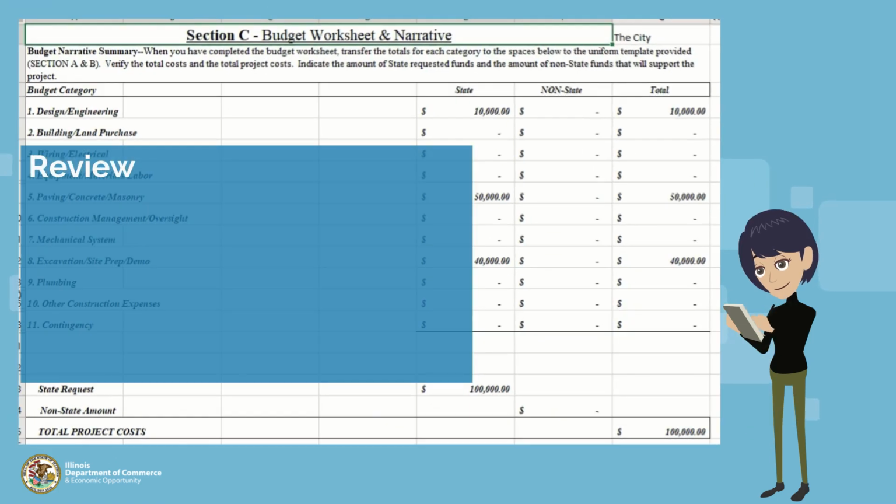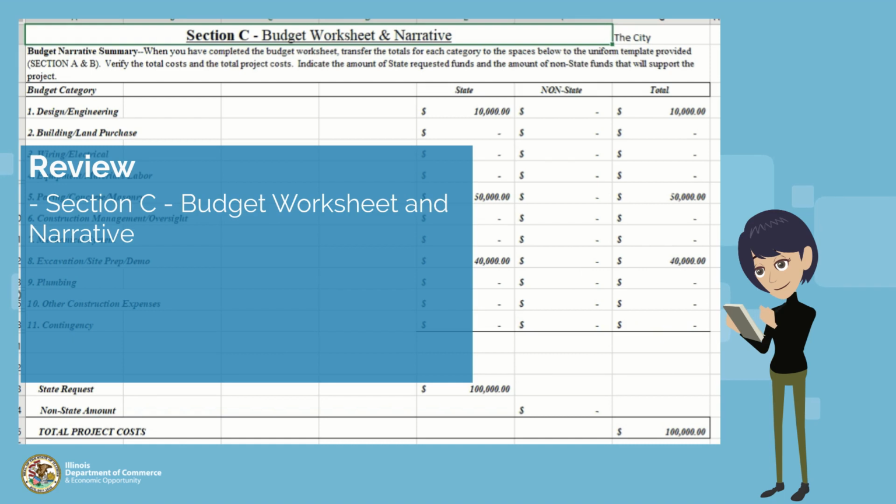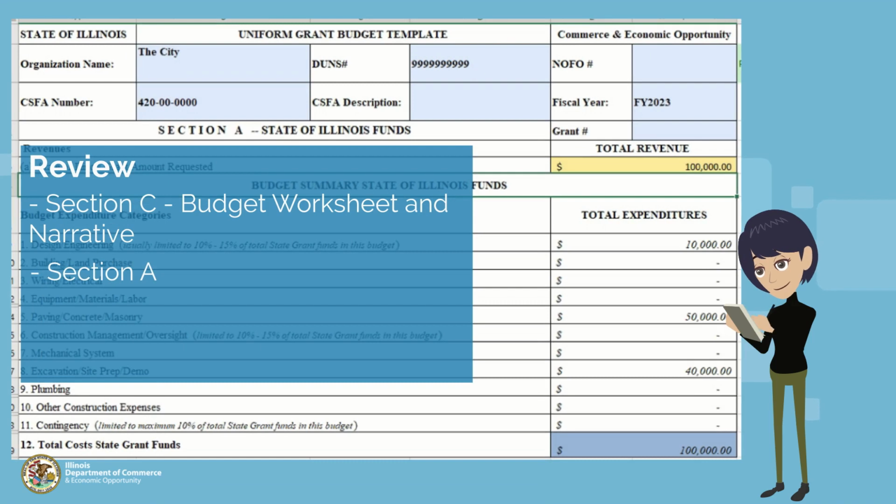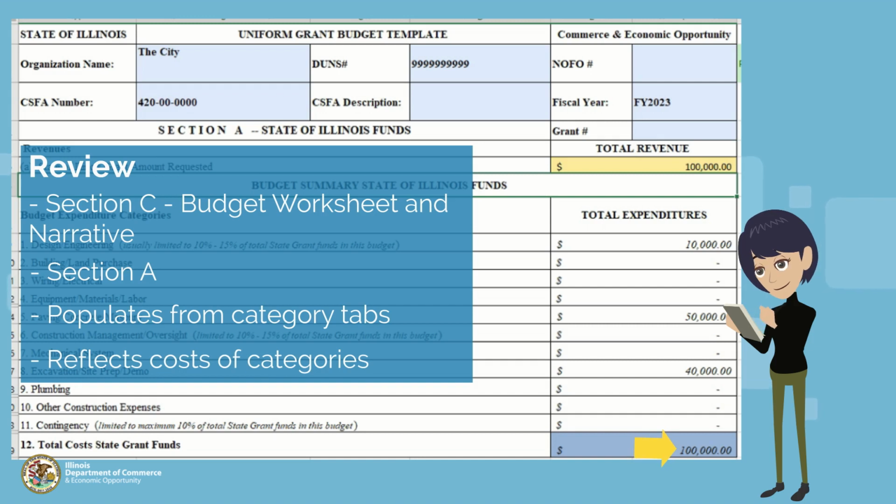To review our entries into the budget, we will open the narrative summary workbook page. In the state column, we can see the categories utilized, the cost per category, and the state total of $100,000. Another place to refer to is Section A of the budget. This workbook tab auto-populates from within the budget category tabs and reflects the costs and specified budget category.